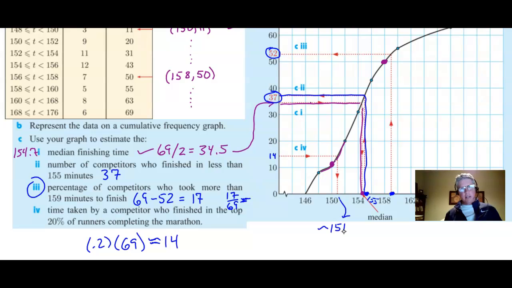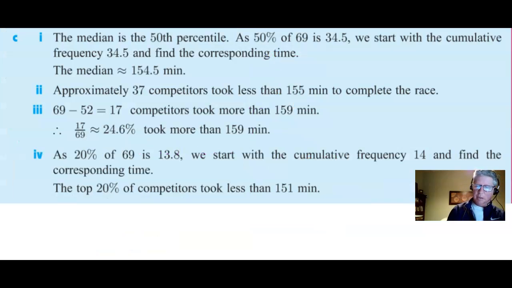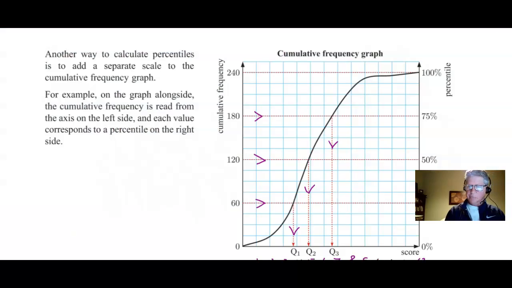Well, that's it. Do you see that? You just need to try this and see what happens. I might do a little bit more for you. Oh, there we go. There's the solution. Let's see where we were. I said 154.7, so that's pretty close. I said 25%, 24.6%, 13.8. Yep, I took 14. That's cool. And there's the 151. Not bad. Not bad. All right. I did want to talk about this one.